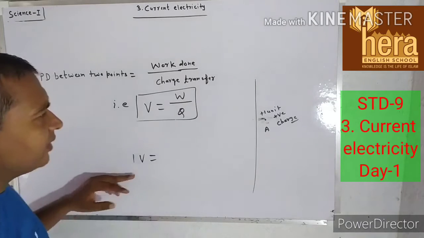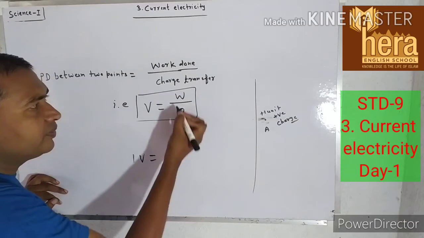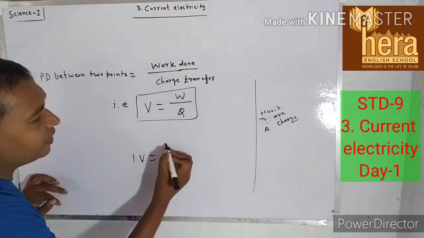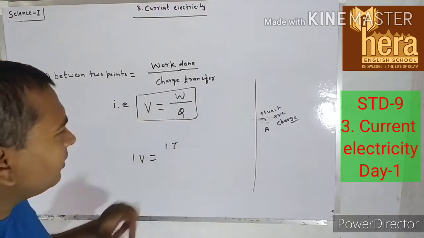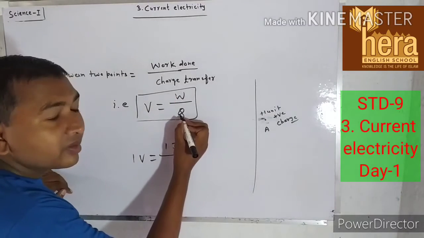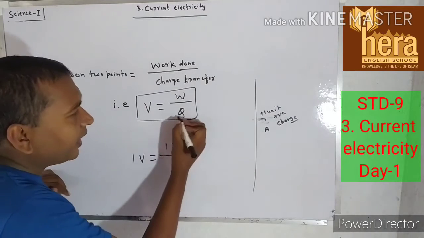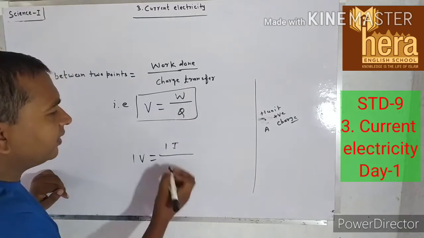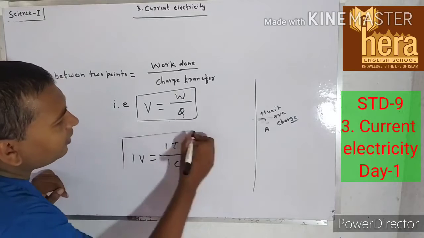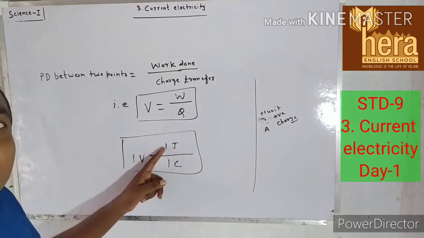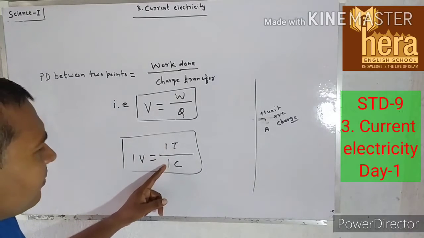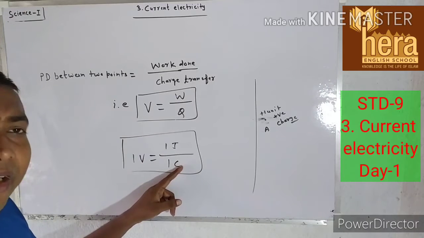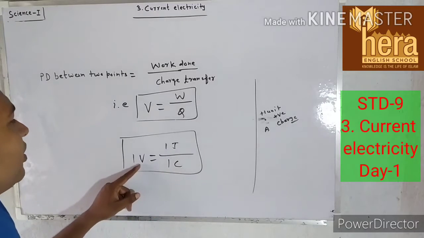Okay. So if you want to define 1 volt potential difference, then in place of work you have to write 1 joule, because the SI unit of work is joule, and Q is the charge. The SI unit of charge is coulomb, 1 coulomb. So if 1 joule of work is done to move 1 coulomb charge from point A to B, it is known as 1 volt potential difference.